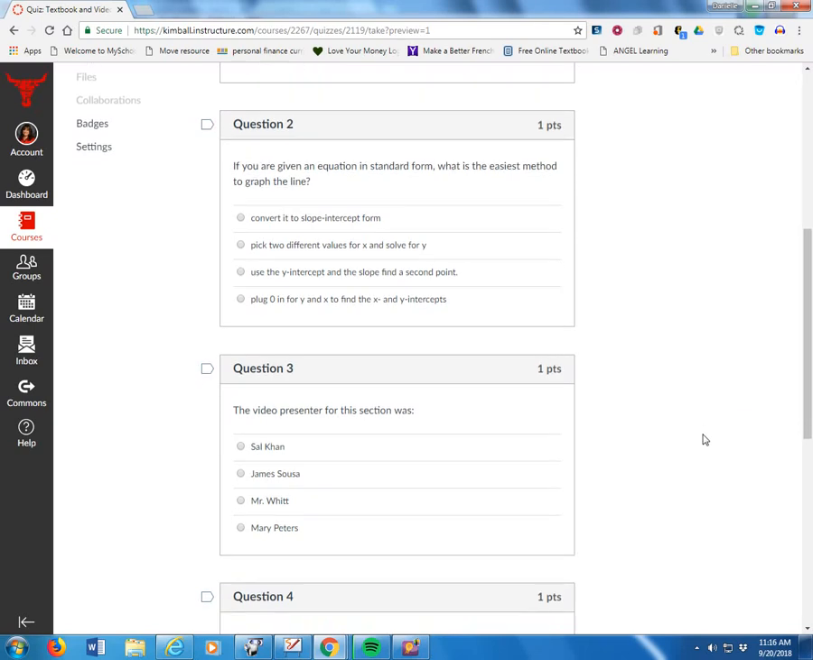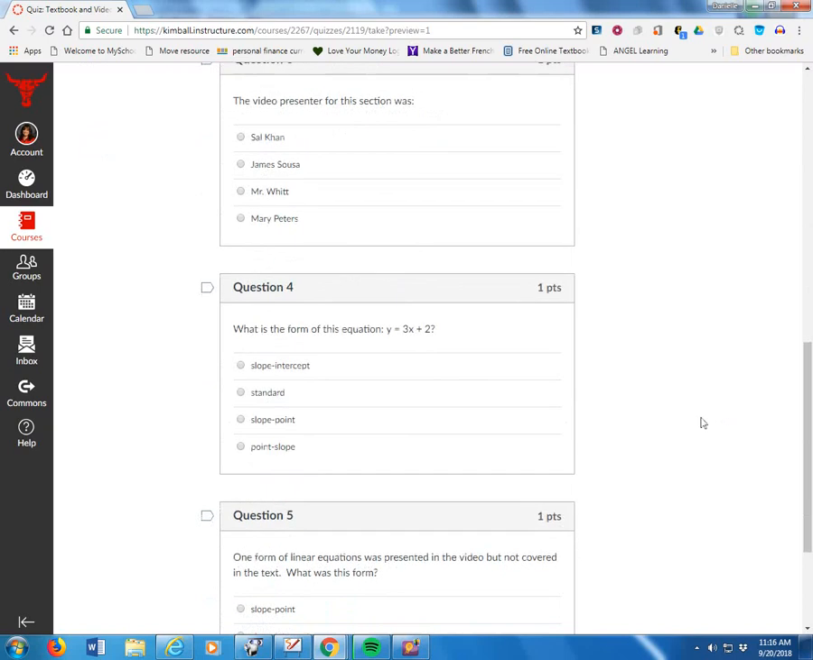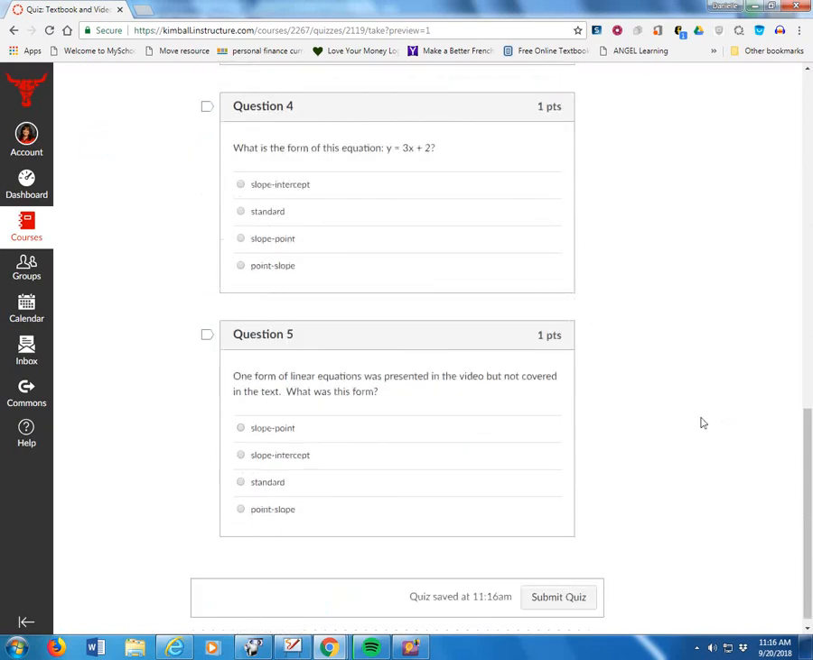The video presenter was Mr. Witt. This form is slope-intercept form, number 4. And number 5, one form of linear equations was presented in the video but not covered in the text. That was point-slope form. That's when you're given a point and the slope. You can use the point-slope form. It's on the poster up there in the green. y minus y1 equals m times x minus x1. Most of the time, you'll just use slope-intercept form or standard form.